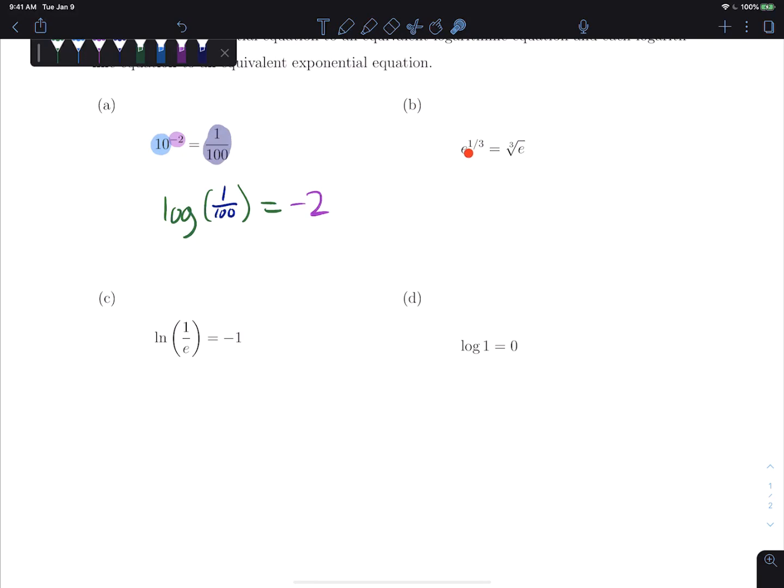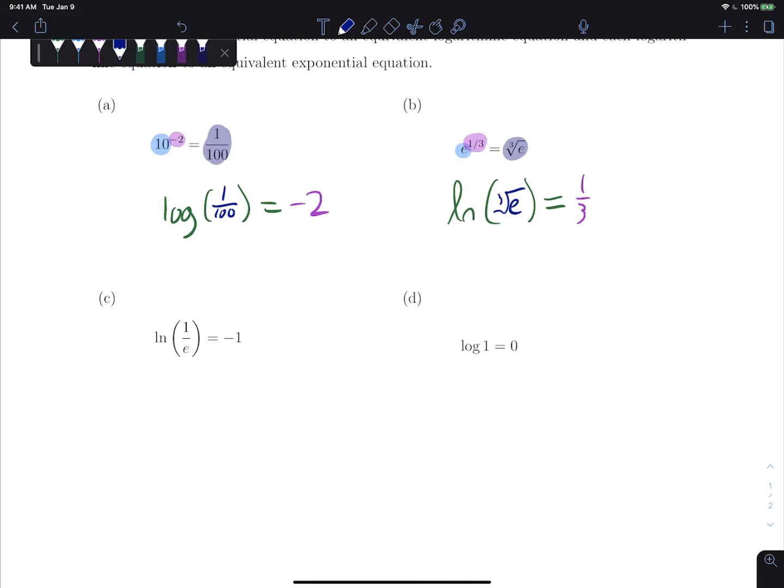B, e to the 1/3 equals the cube root of e. Notice that we have a base of e here. Since we have a base of e, that tells me that we need to use ln. ln of something equals something. The exponent is 1/3, so the natural log of something equals 1/3, and whatever's left over is going to be the argument, so it's going to be the cube root of e. So the natural log of the cube root of e is 1/3.